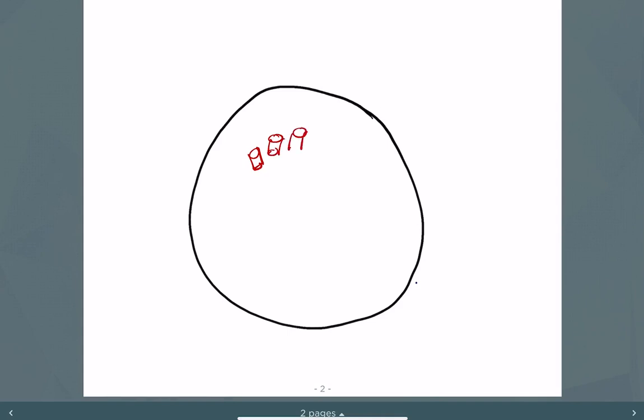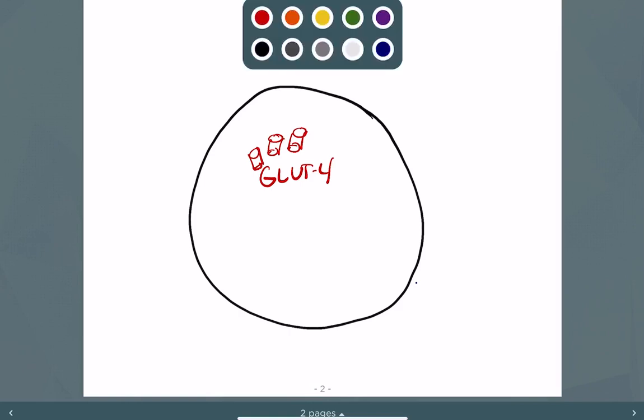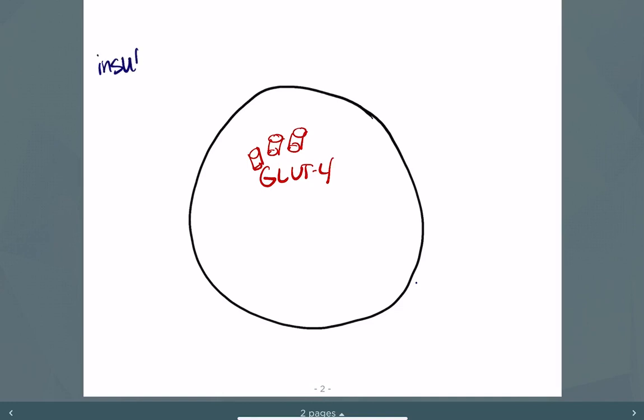GLUT4 transporters. So GLUT4 transporters are not in the cell membrane, so at rest, a skeletal muscle cell is impermeable to glucose. When there is an increase in glucose in the blood, it stimulates the hormone insulin to get released. And on the surface of the cell are insulin receptors. That one got messy. It's a little better. These are supposed to be my insulin receptors.